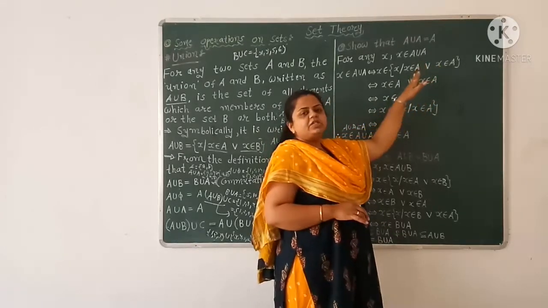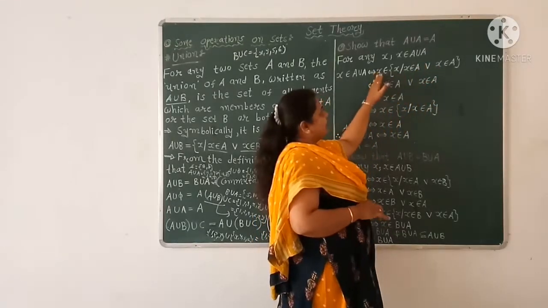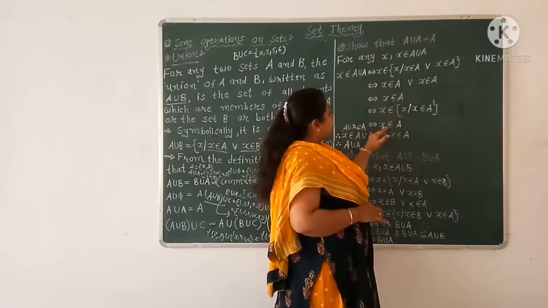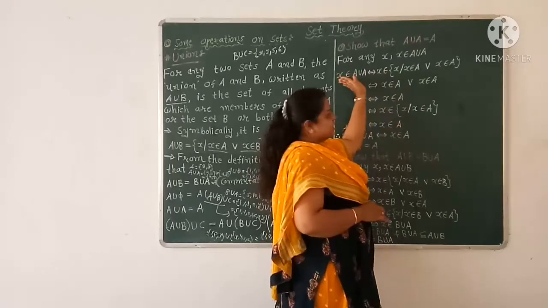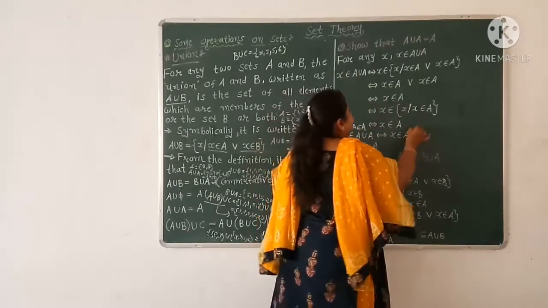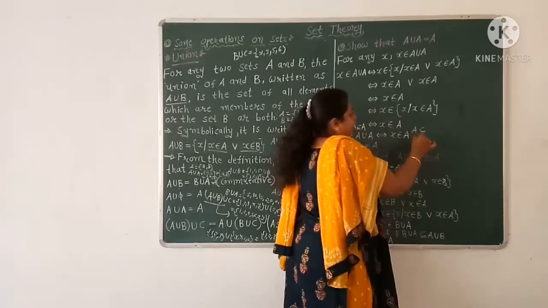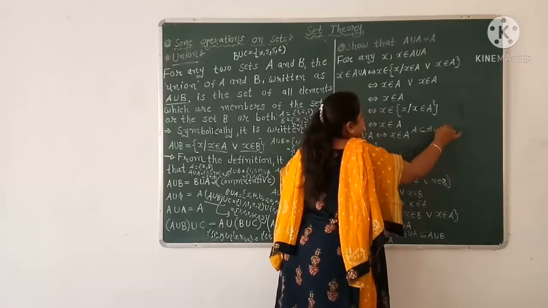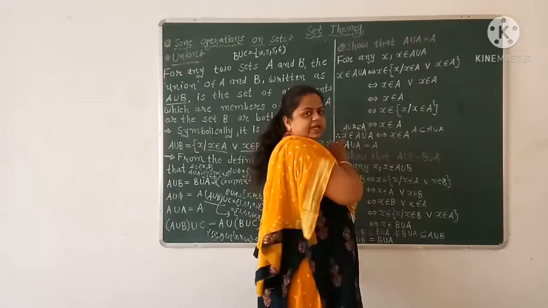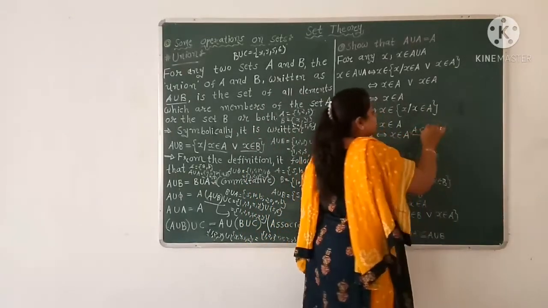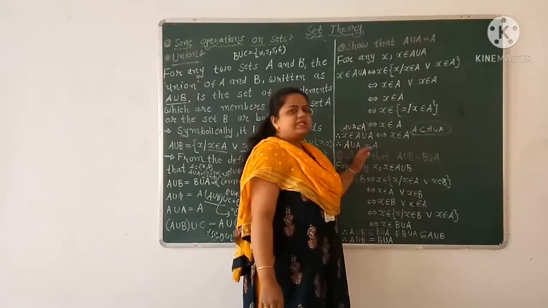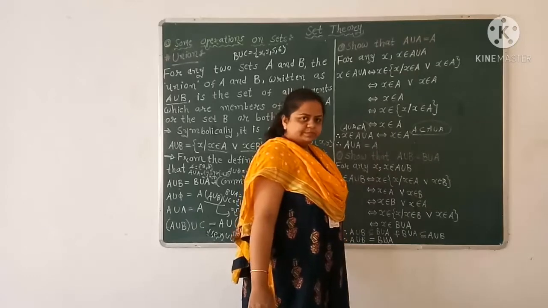Now by the definition of union, we say that x belongs to A union A. So x belongs to A implies x belongs to A union A. So A is a subset of A union A. Now from A union A is a subset of A and A is a subset of A union A, we say that A union A is equal to A.